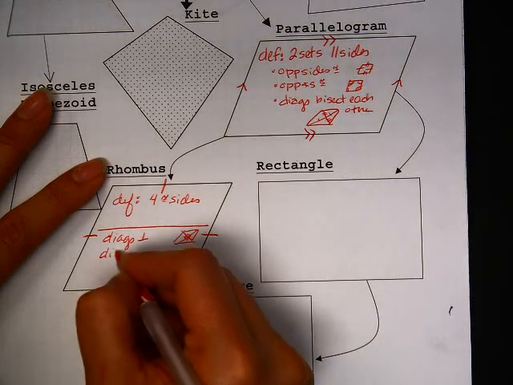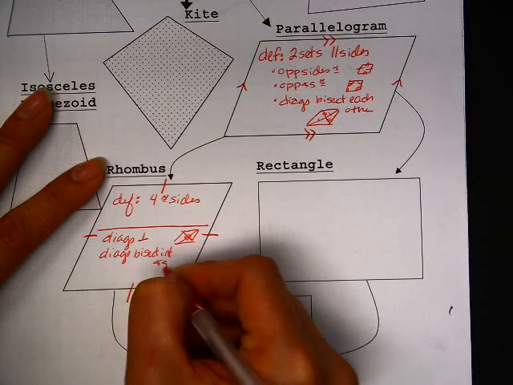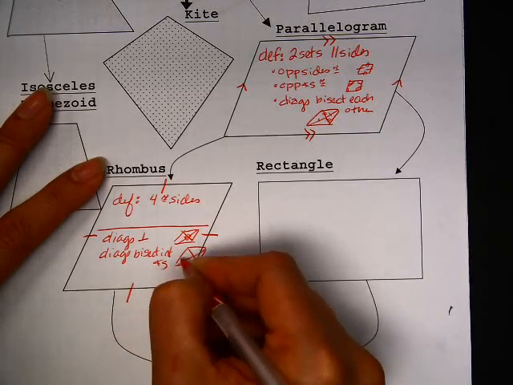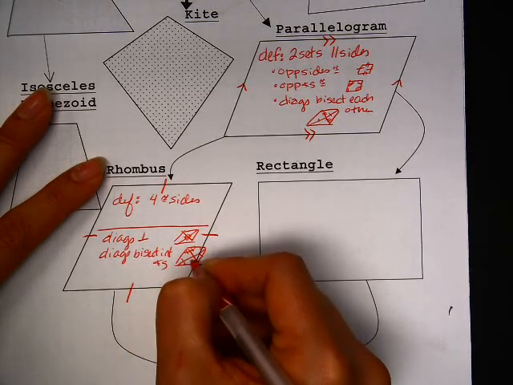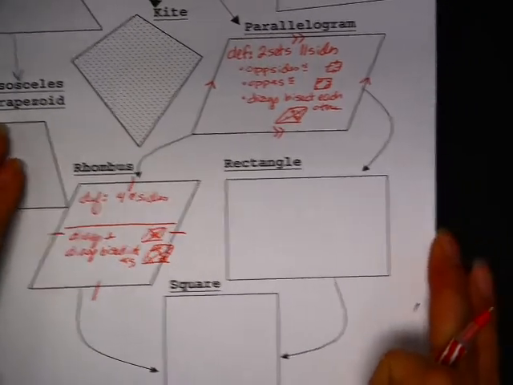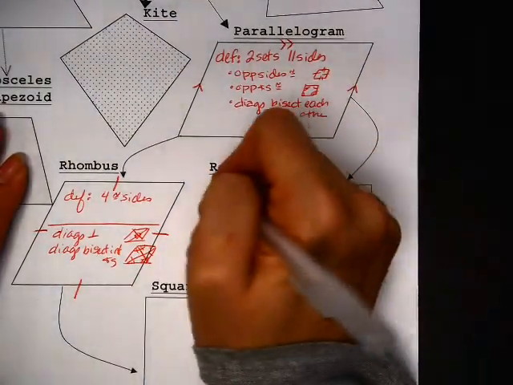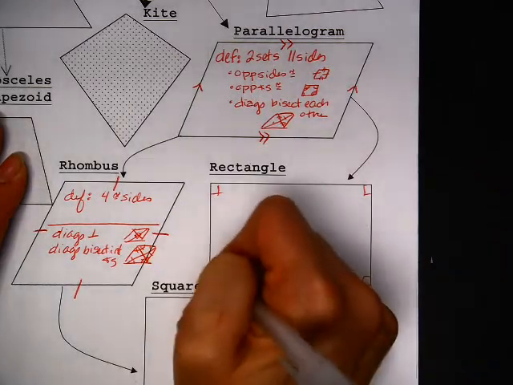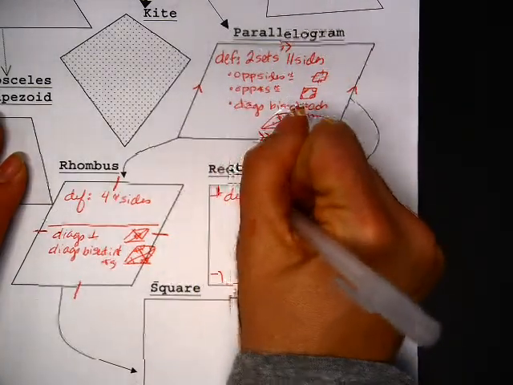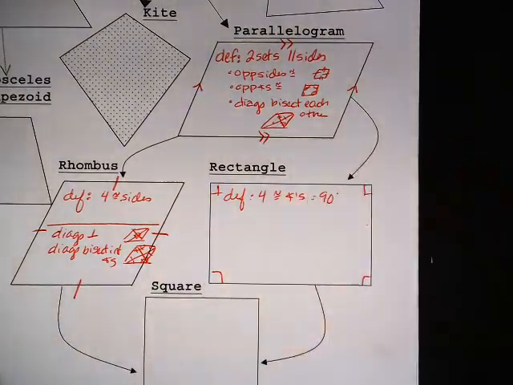We have that the diagonals bisect the interior angles. So that, and that, and that. And so then we go over to this realm here, the rectangle, and instead of all of the sides being equal to each other, we have all the angles being equal to each other, which are also equal to 90.